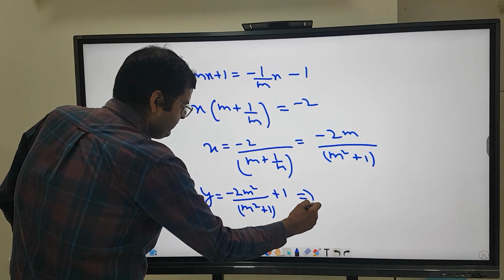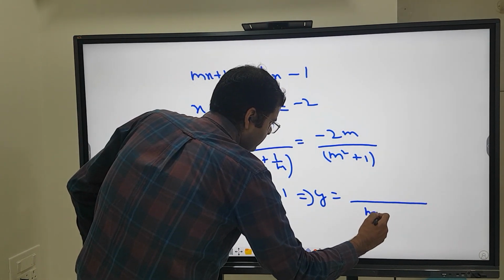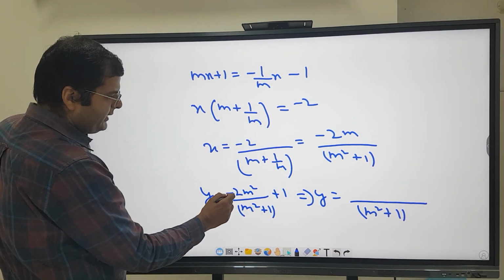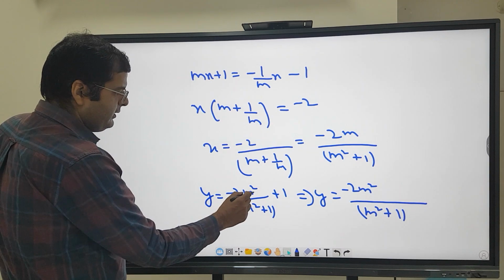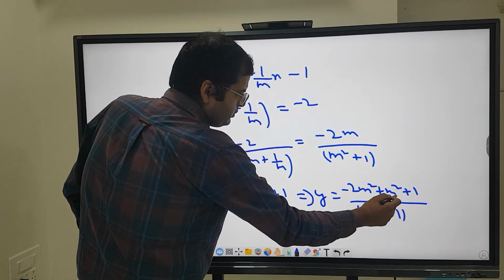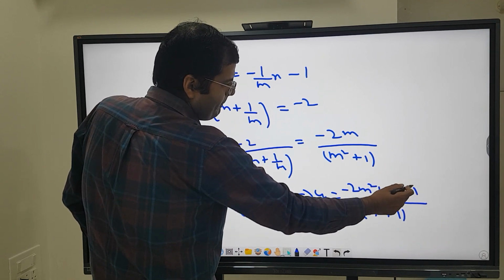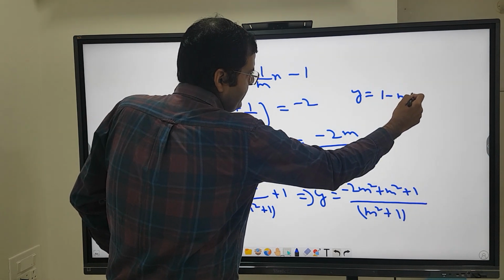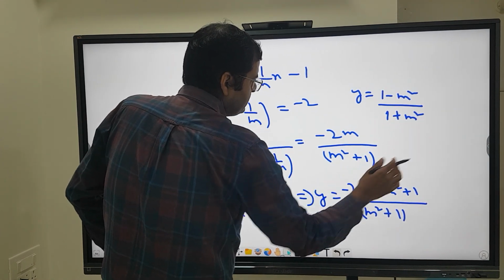So the y coordinate will then become, y will be equal to, I'll take m square plus 1 as the LCM. It is -2m square plus m square plus 1. So what is the y coordinate? The y coordinate will become 1 minus m square upon 1 plus m square. This is what I get.